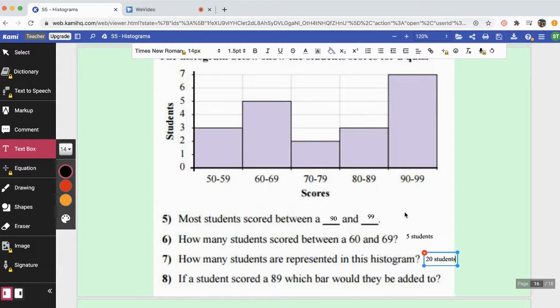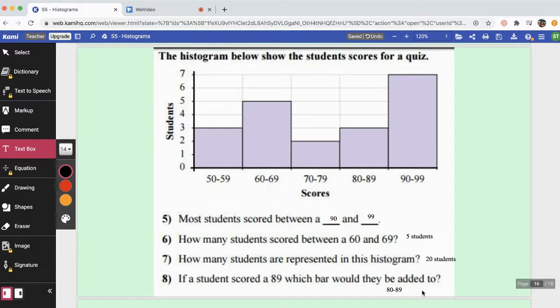If a student scored 89, which bar would they be added to? 89 would fall into this interval right there. So they would be added to the 80 to 89 bar. I hope you're thinking, this is really easy.